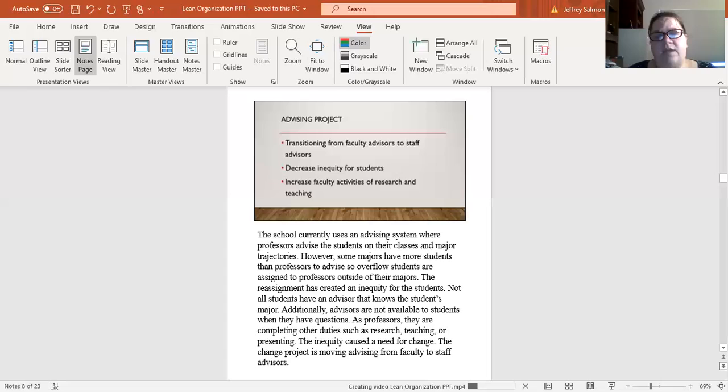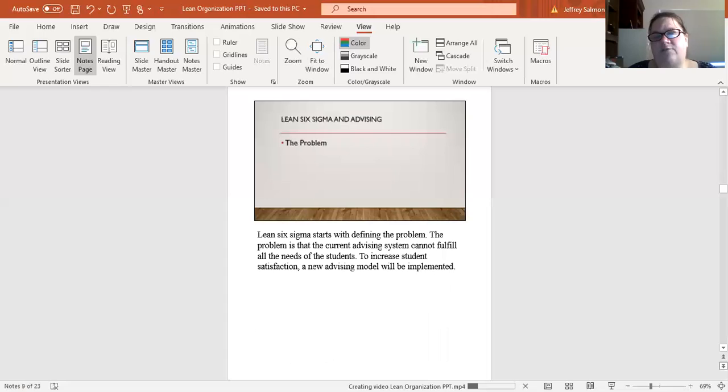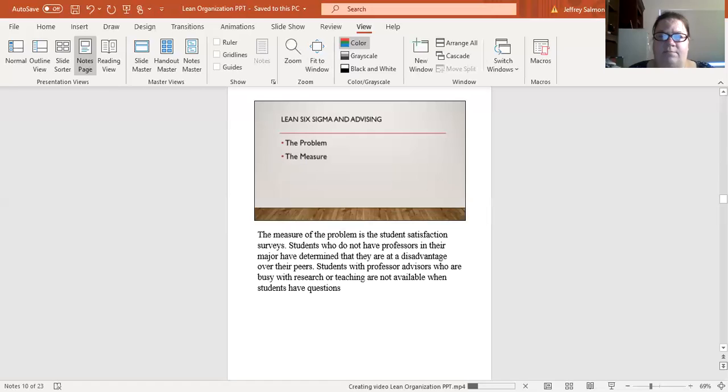Lean Six Sigma and advising. Lean Six Sigma starts with defining the problem. The problem is that the current advising system cannot fulfill all the needs of the students. To increase student satisfaction, a new advising model will be implemented. The measure of the problem is the student satisfaction surveys. Students who do not have professors in their majors have determined that they are at a disadvantage over their peers. Students with professor advisors who are busy with research or teaching are not available when students have questions.